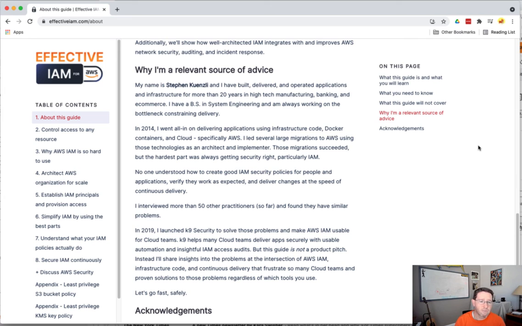But this guide is not a product pitch. Instead, I'll share insights into the problems at the intersection of AWS IAM, infrastructure code, and continuous delivery that frustrate so many cloud teams, and proven solutions to those problems regardless of which tools you use. Let's go fast safely.